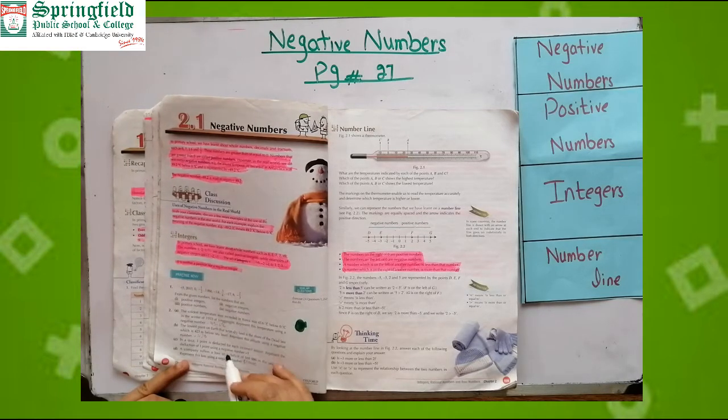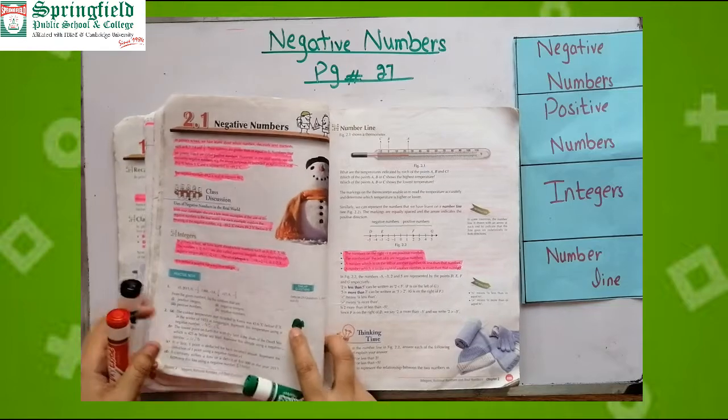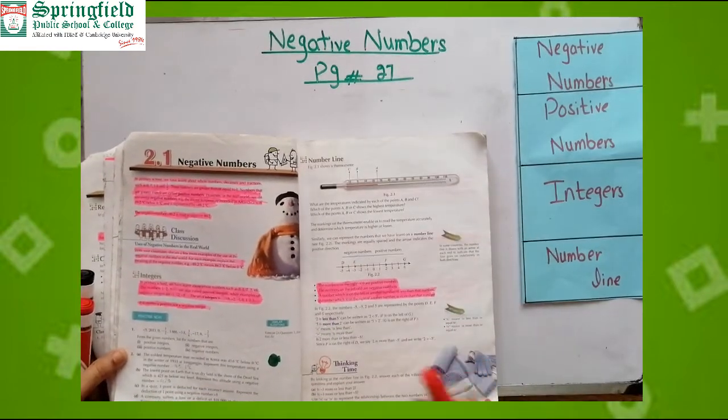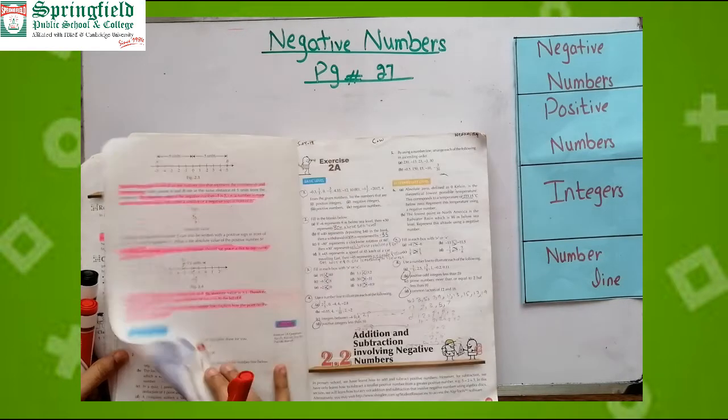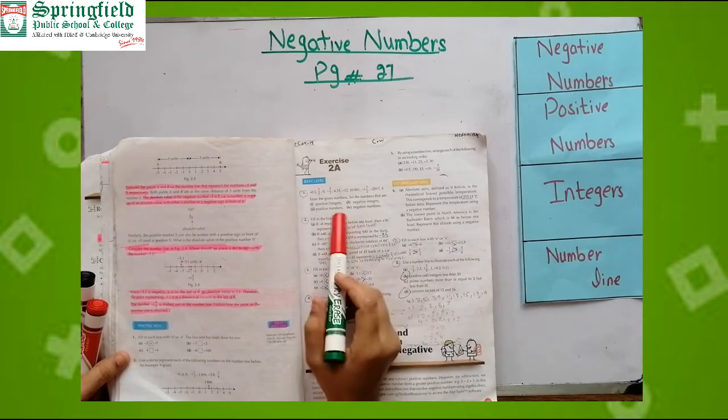Read carefully how we can convert a positive number, what will be the negative number of a positive number, and what will be the positive number of a negative number. Fine. And write the answer in front of this question. Okay, now come on the number line, and we also learn about the number line, how we can represent integers on the number line. Fine. Okay, now come on the exercise questions.